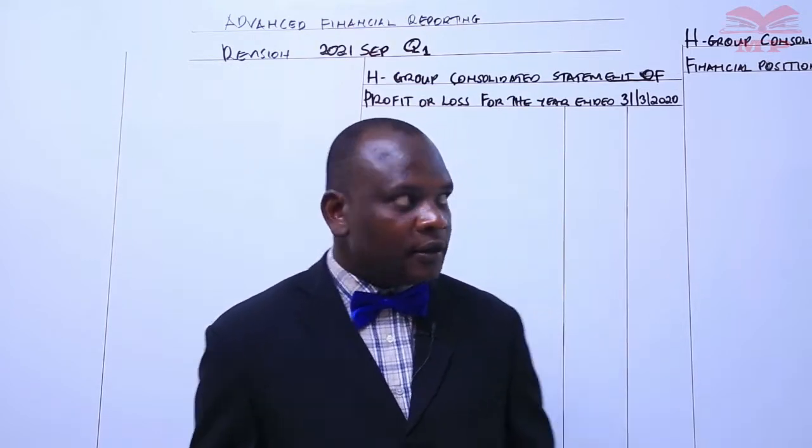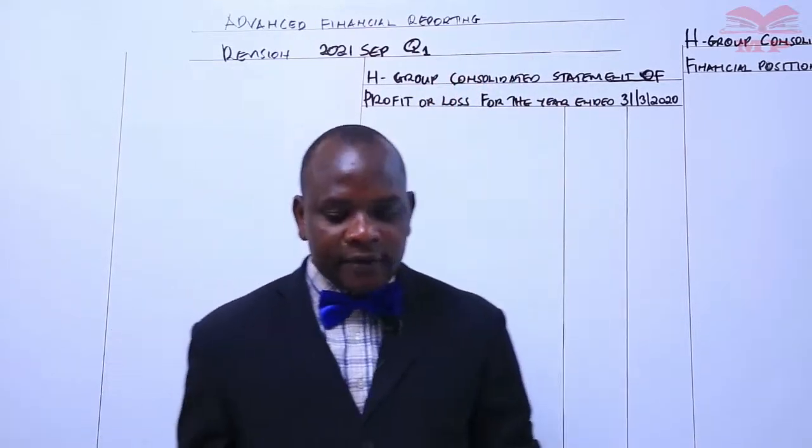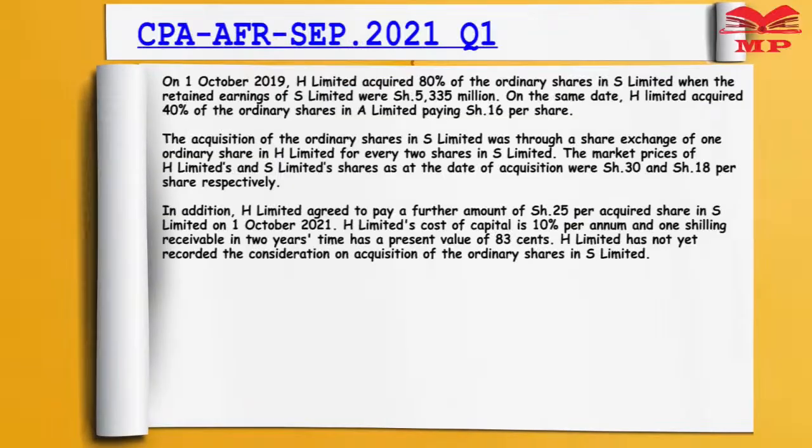Question 1. We'll start with question 1 as indicated on the board. On 1st October 2019, H Limited acquired 80% of the ordinary shares in S Limited when the retained earnings of S were 335 million. On the same date, H acquired 40% of the ordinary shares in A Limited, paying 16 shillings per share. The acquisition of the ordinary shares in S was through a share exchange of 1 ordinary share in H for every 2 shares in S Limited.